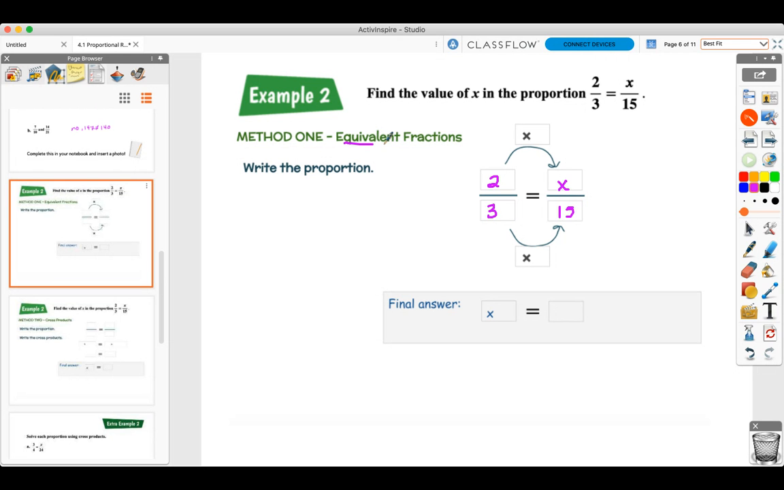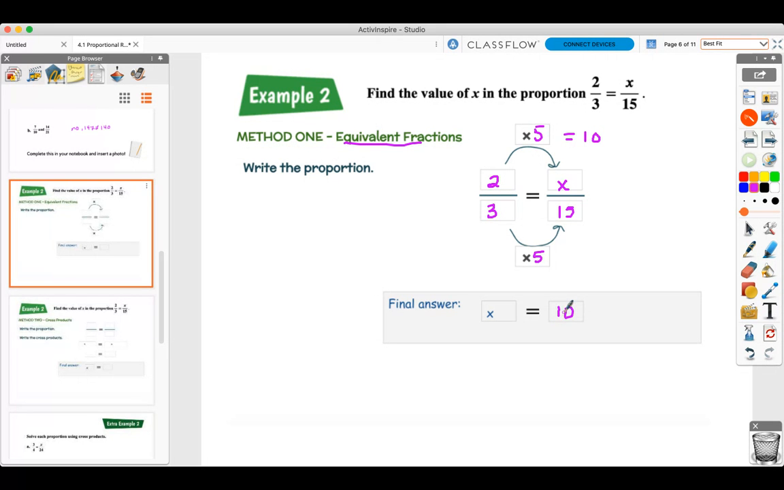We're going to use this equivalent fractions method that we used on the other one. You're trying to find x, so we don't know what we're multiplying 2 by to get to x. But we do know 3 and 15. What do you multiply 3 by to get 15? That's 5. So you're going to do the same thing to the numerator. 2 times 5 is 10. So x equals 10. That's using equivalent fractions.